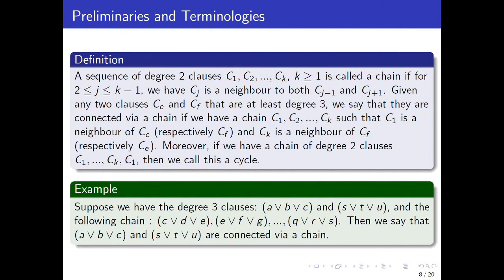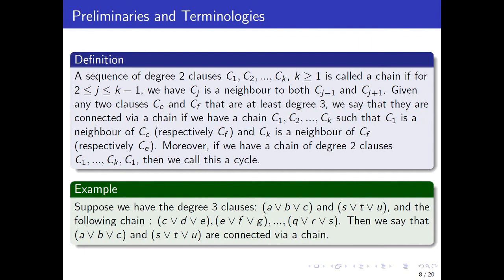Now, given any two clauses, Ce and Cf, that are at least degree 3, we say that these two clauses are connected via a chain if we have a chain C1 to Ck such that C1 is a neighbor of Ce or Cf and Ck is a neighbor of Cf or Ce. Moreover, if we have a chain of degree 2 clauses from C1 to Ck and Ck is a neighbor of C1 itself, then we call this a cycle.